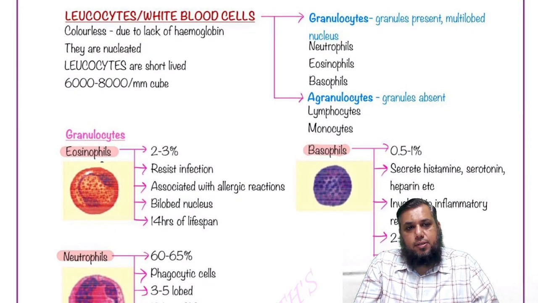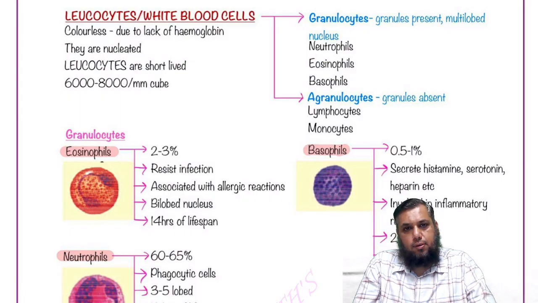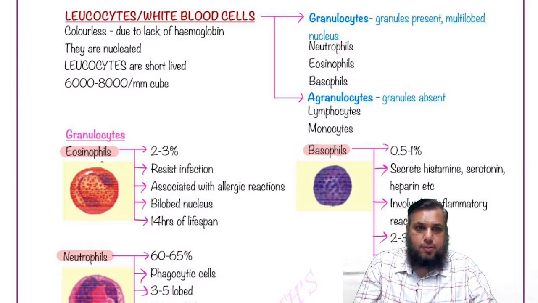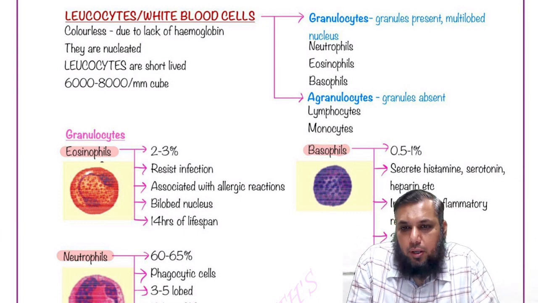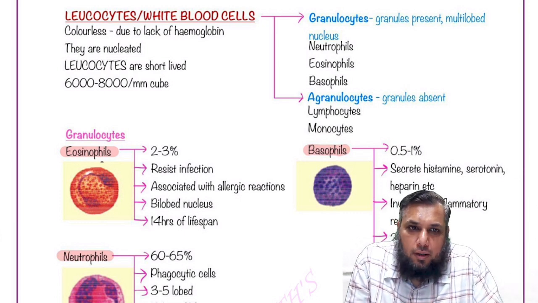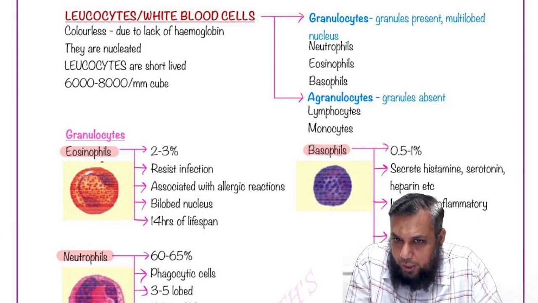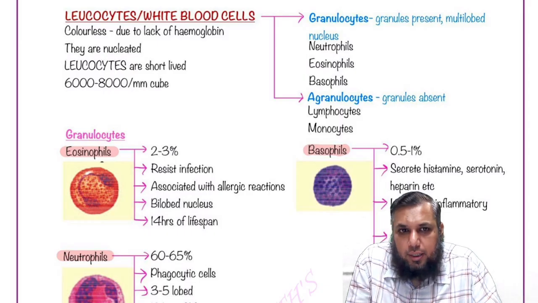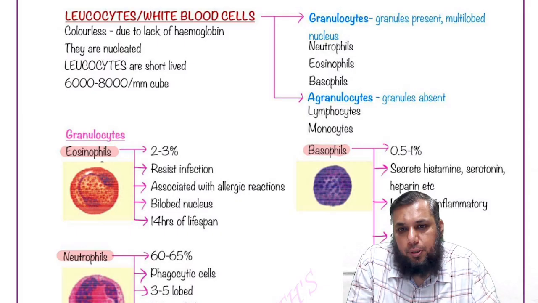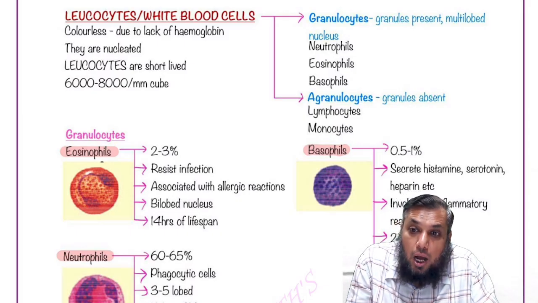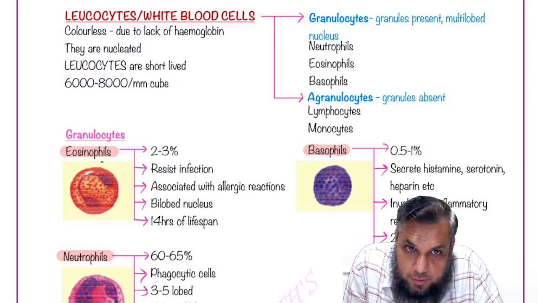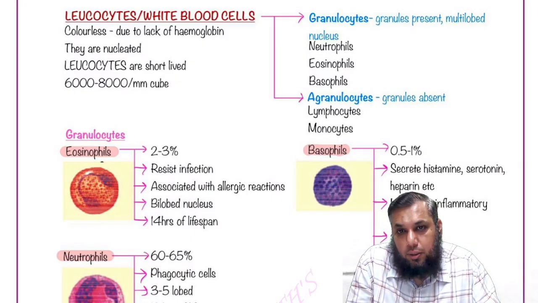The second type of cells, which we commonly call the leukocytes or the white blood cells, get their name because of the lack of hemoglobin. If you compare them with a red blood cell, they are nucleated, short lived, and their count is around 6,000 to 8,000 per cubic millimeter of blood. So if you see, the red blood cells outnumber the white blood cells by 600 to 1.